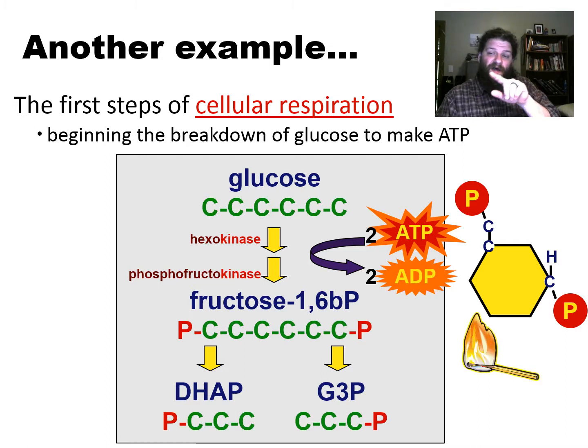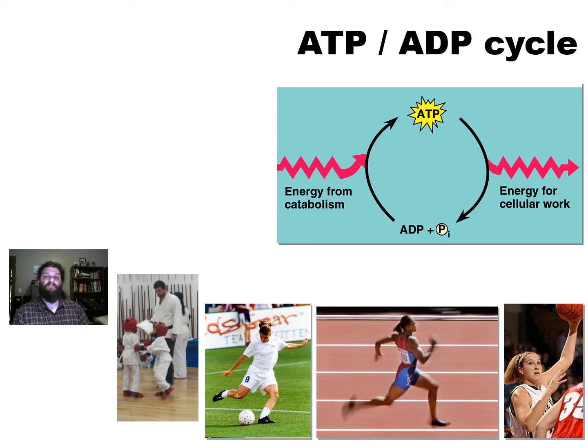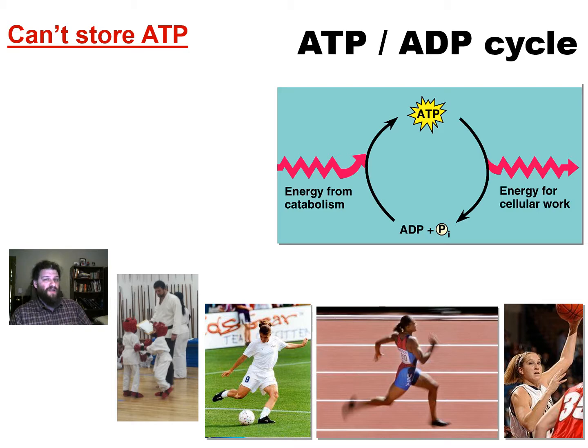But these first ATP molecules donating their phosphates to the glucose forming fructose 1,6-bisphosphate is what is going to destabilize that, is what's going to provide the activation energy necessary to actually allow the breakdown of the glucose into the two 3-carbon molecules.